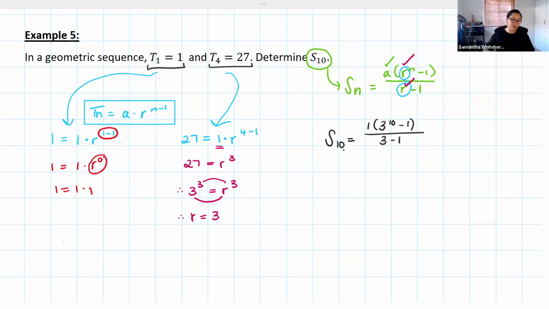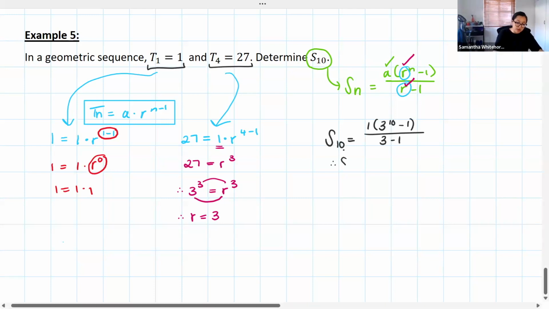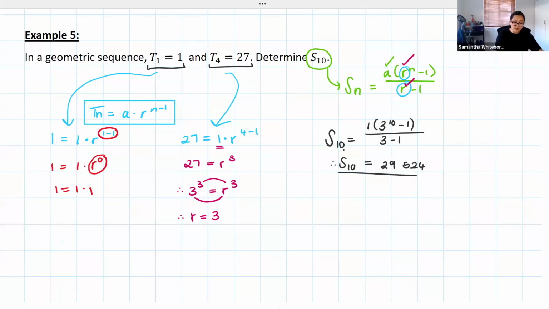Alrighty, so if we substitute in, we get 1 times 3 to the power 10 minus 1 over 3 minus 1. Obviously, you don't have to put that specific A value there because it's 1. It's not going to change anything. But you chuck that into your calculator and you get that the sum of the first 10 terms is equal to 29,524, exactly as you guys said there in the chat.